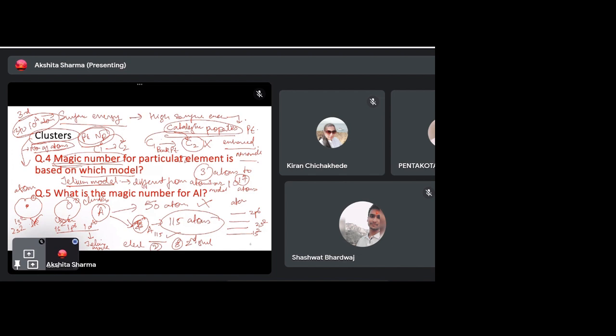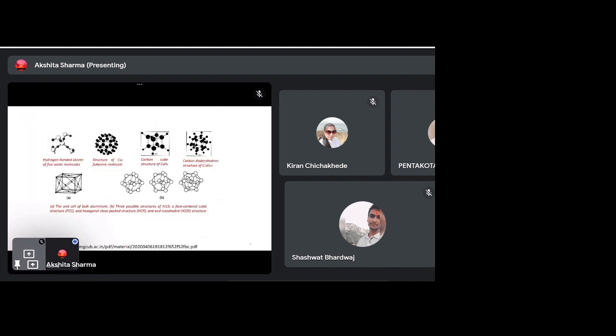What is the magic number for aluminium? Everybody knows of gold. It has the least stable structure, with the least number of atoms. The stable cluster is Au55. What is the magic number for aluminium? The magic number for aluminium is Al13.